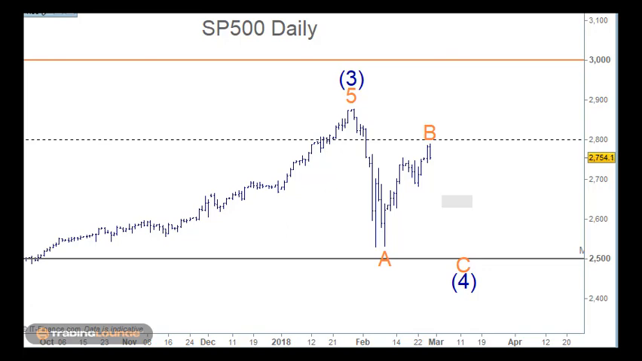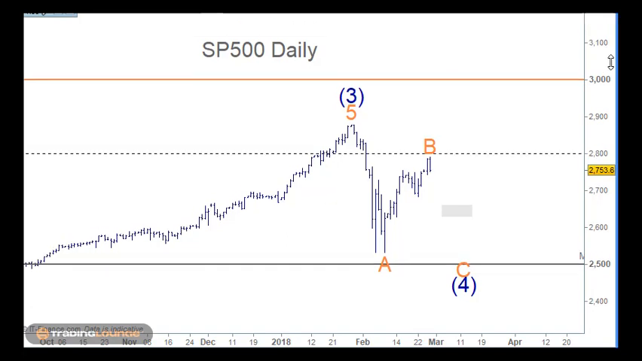Welcome to Trading Lounge and the US indices, starting with the SP 500 here on the daily chart. We're looking at from wave 3 to wave 4, and in simple terms at this stage, as an A wave, a B wave, and a C wave for wave 4 here.